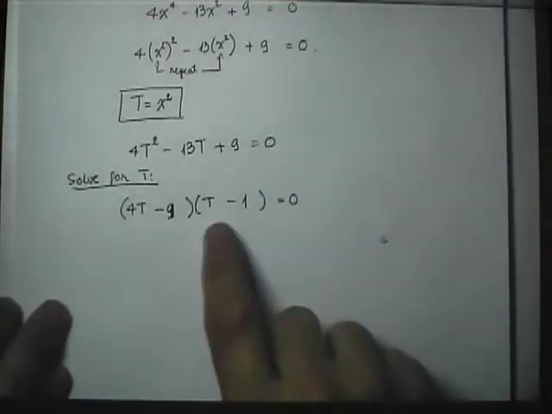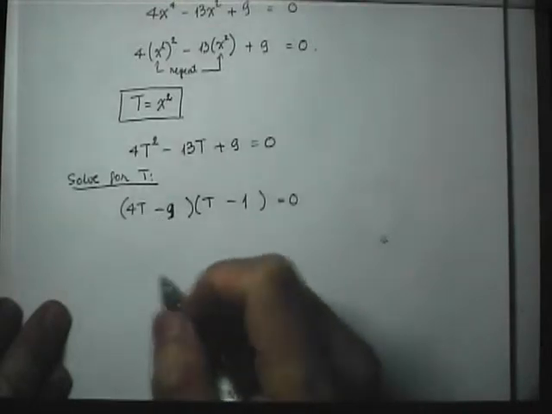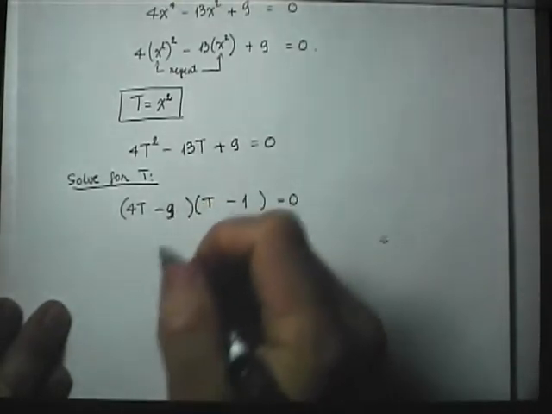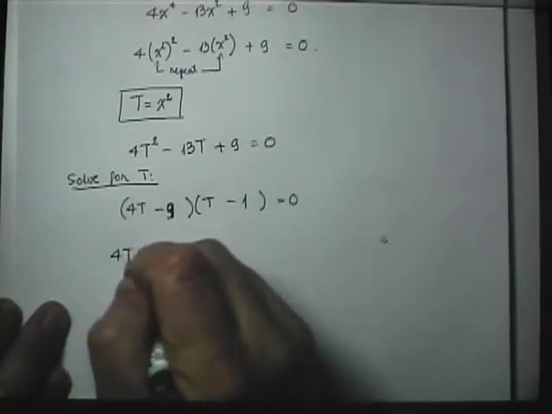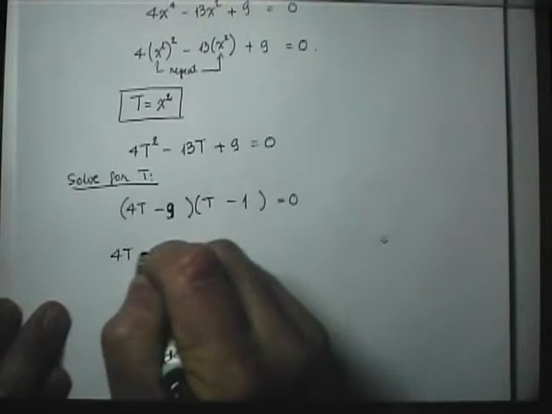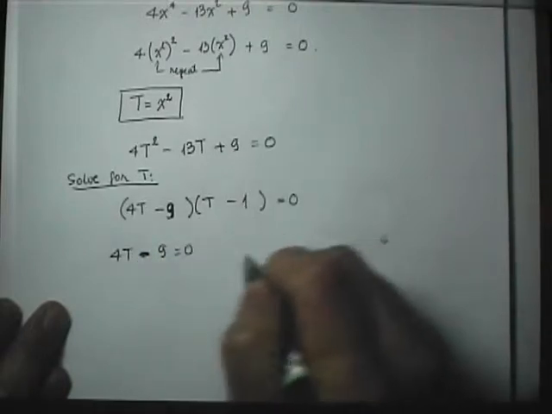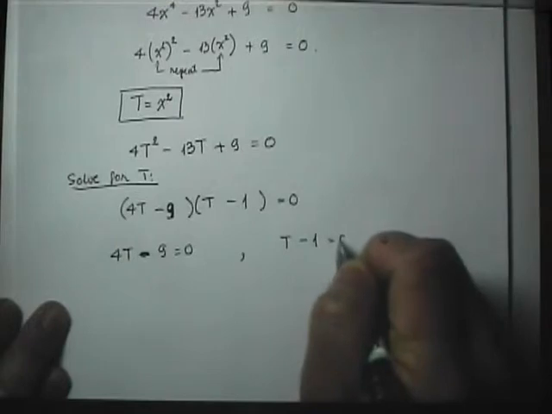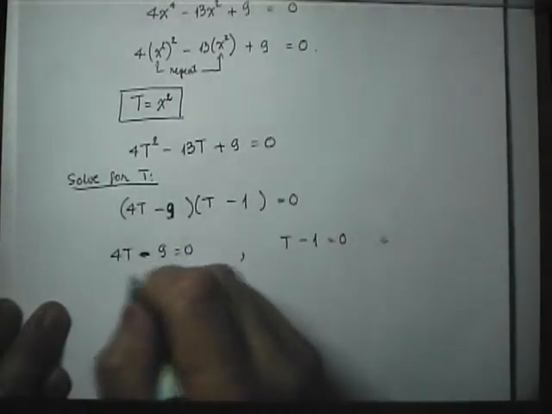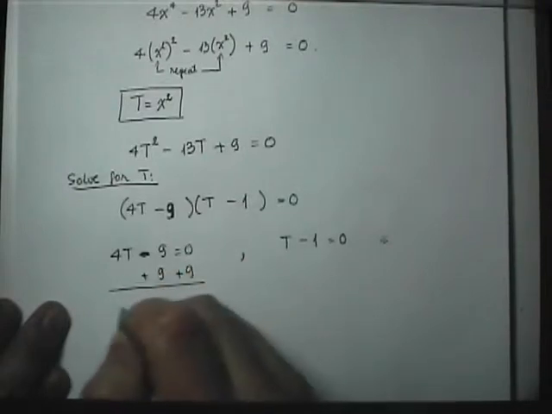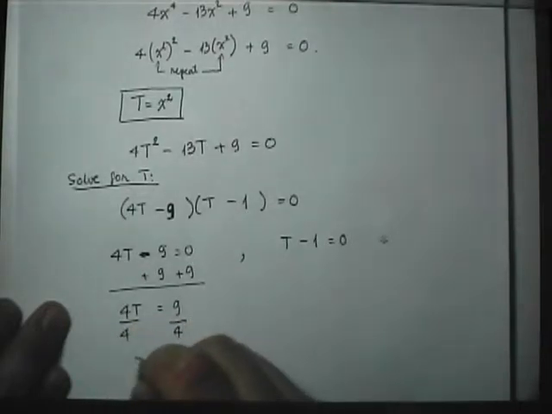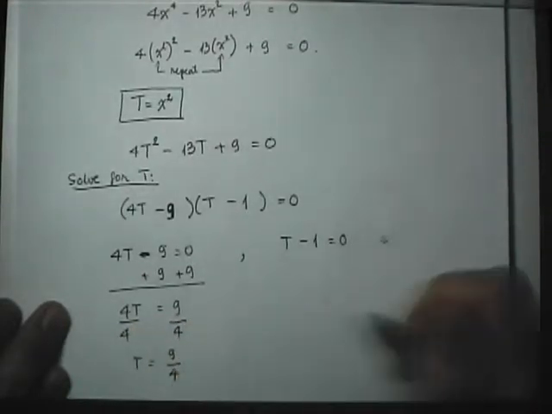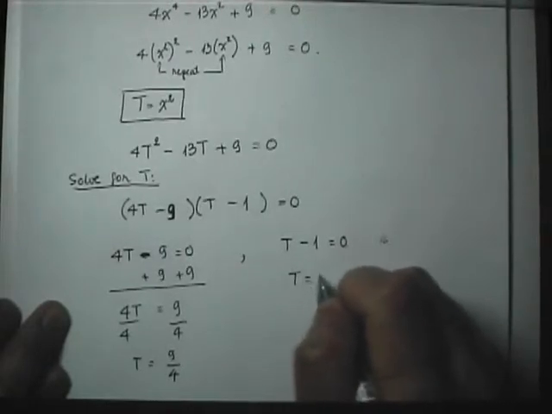And so now in this problem, after you factor, that's going to produce for you 4t minus 9 equals 0, and the other equation is t minus 1 equals 0. And to solve for this equation, the left hand side here needs a little more attention. You need to add 9 to both sides, and that gives me 4t equals 9, and dividing both sides by 4, that gives me t equals 9/4. The other equation's solution is simply t equals 1.